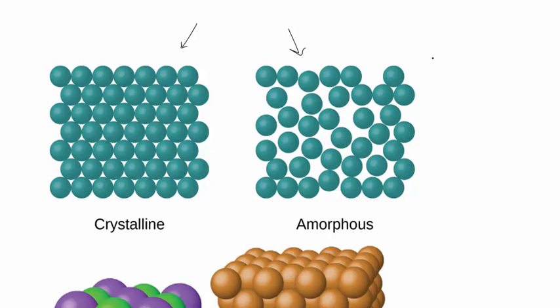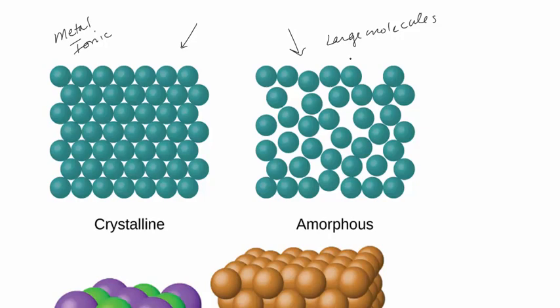Metals and ionic compounds will typically form crystalline structures. So this is where we're going to have our metals and our ionic compounds. Large molecules are going to be harder to form an ordered pattern, so your larger molecules will form amorphous solids. And mixtures of molecules will form amorphous solids as well.